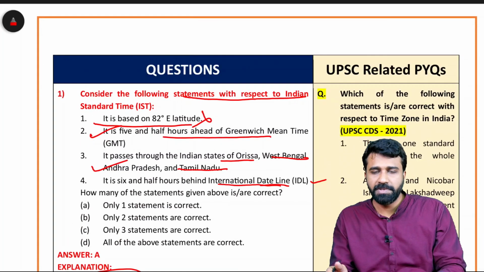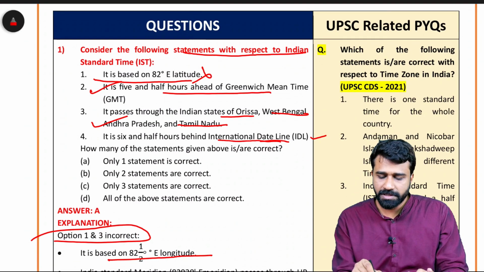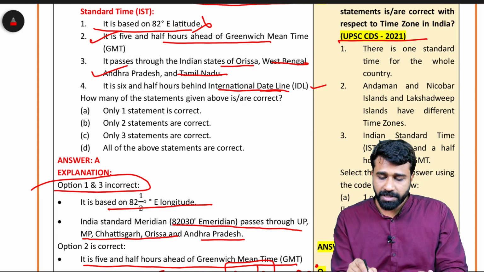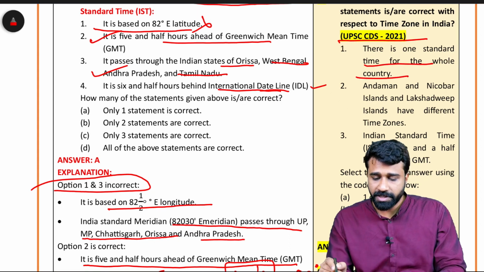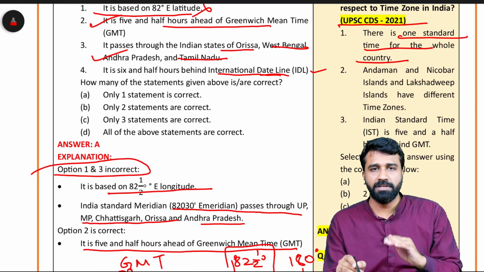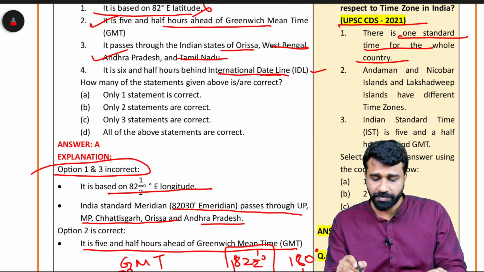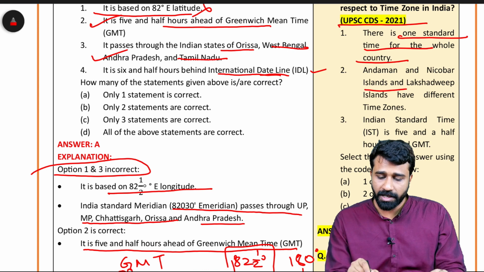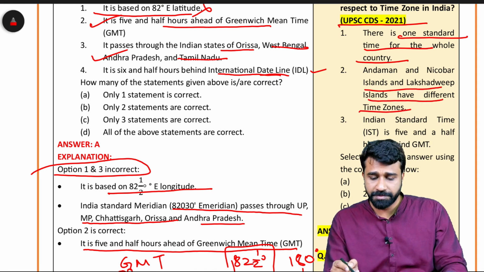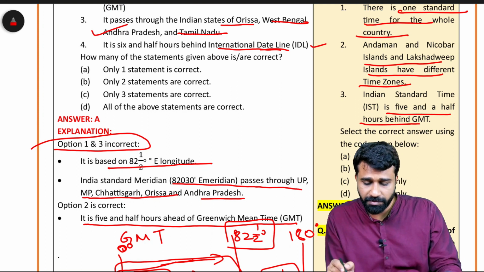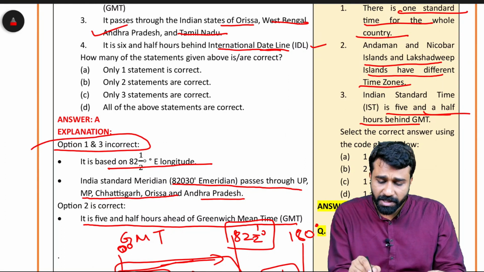And what were the questions previously asked by UPSC? This is a CDS 2021 question. The question is about: there is one standard time for the whole country. That is true, because there were several standard times for different countries like Russia, China, and USA. And Andaman Nicobar Islands and Lakshadweep Islands have different time zones. Indian Standard Time is 5.5 hours behind Greenwich Mean Time. Okay, this is wrong actually.